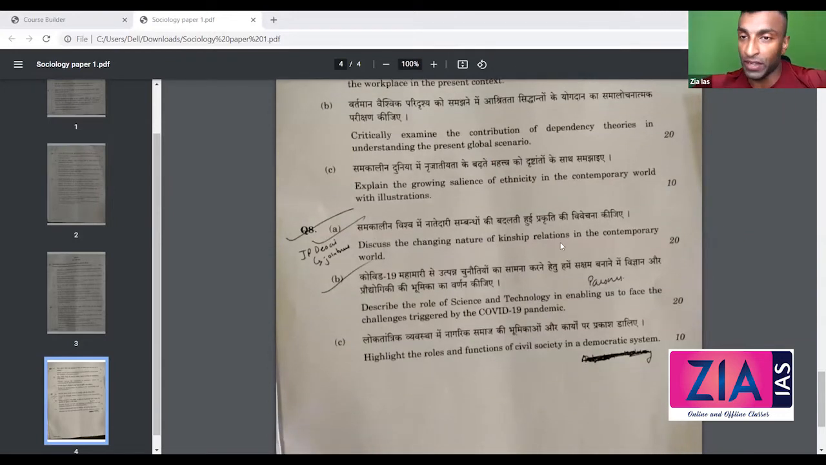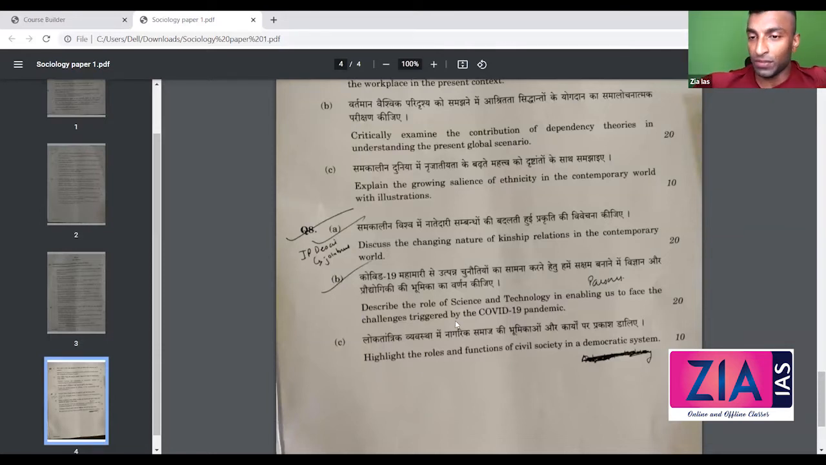Discuss the changing nature of kinship relations in the contemporary world. Family, a direct question. Describe the role of science and technology in enabling us to face the challenges triggered by COVID-19. Science and technology and social change, but they've asked in the COVID-19 situation. Okay, we can write it. This is a very simple one only.